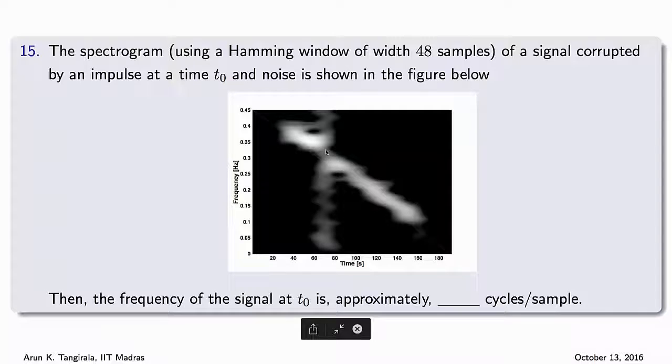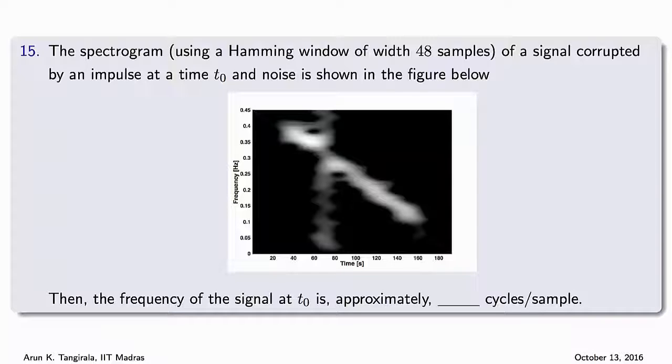What we mean by signal is the main signal, the underlying signal. Remember, the overall signal is made up of some signal, it looks like a chirp-like signal, plus an impulse and plus noise, right. So, we are interested in knowing the frequency of that signal that is being corrupted.